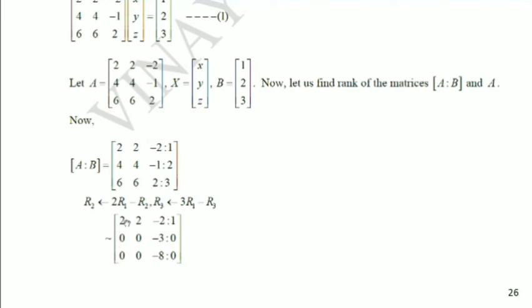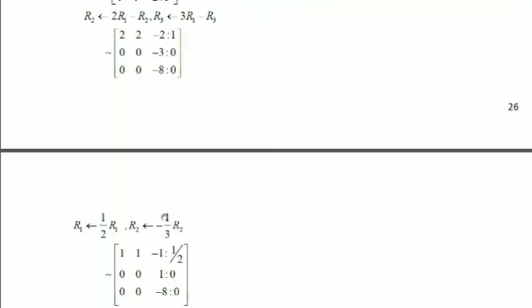Now we can divide this by 2 because we are not going to use this row 1 anymore. So I'll divide R1 by 2, or multiply by 1 by 2. So 1 by 2 into 2 becomes 1, 1 by 2 into 2 becomes 1, 1 by 2 into minus 2 becomes minus 1, 1 into 1 by 2 becomes 1 by 2.